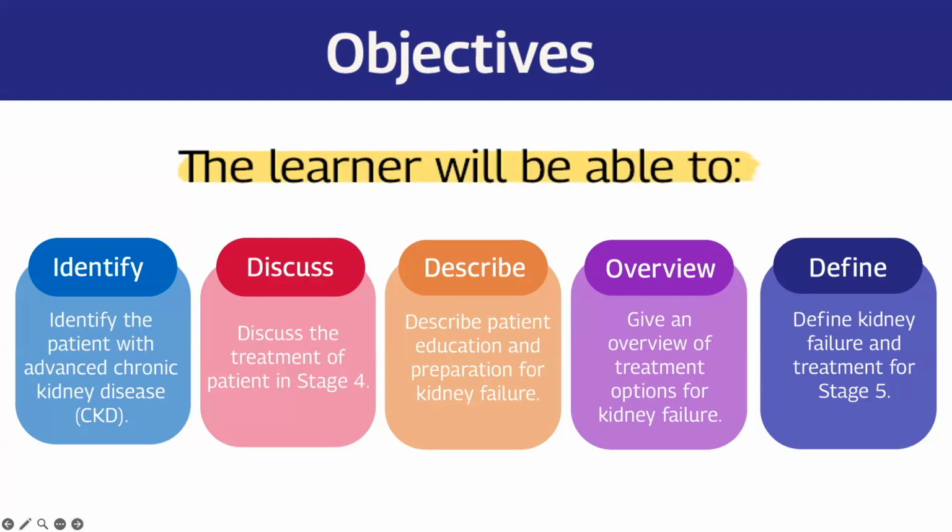At the end of this module, you'll be able to identify the patient with advanced chronic kidney disease, also known as CKD, discuss the treatment of patients in stage 4, describe patient education and preparation for kidney failure, and then also give an overview of treatment options for kidney failure. And then lastly, define kidney failure and treatment for stage 5.